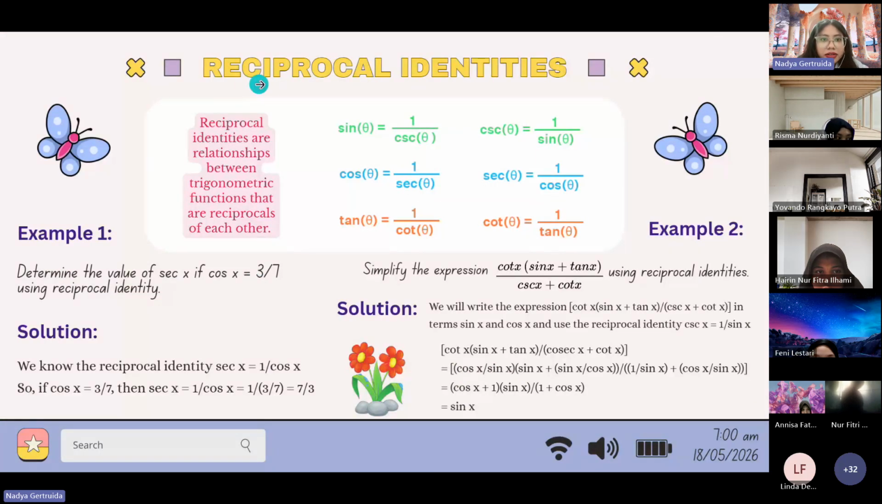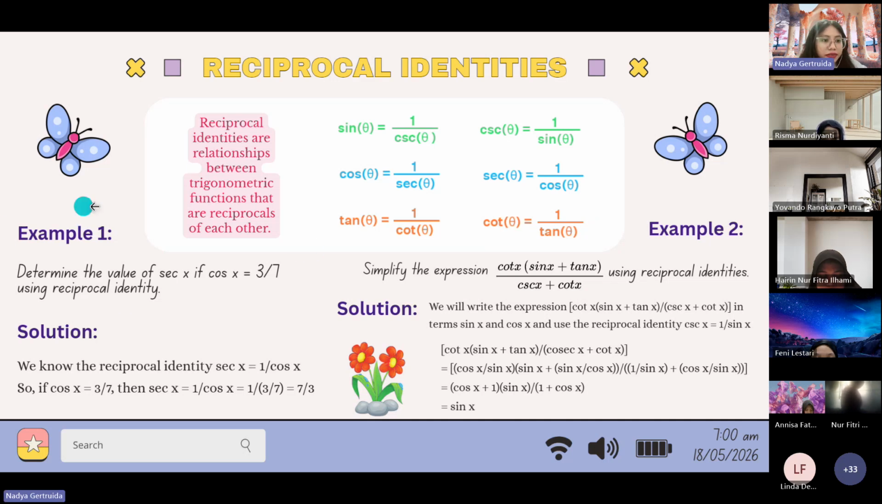Okay, the last one is about the reciprocal identities. Reciprocal identities are relationships between trigonometric functions that are reciprocals of each other. And this is the formula. Sine theta is equal to 1 over cosecant theta. Cosine theta is equal to 1 over secant theta. Tangent theta is equal to 1 over cotangent theta. Cosecant theta is equal to 1 over sine theta. Secant theta is equal to 1 over cosine theta. Cotangent theta is equal to 1 over tangent theta.